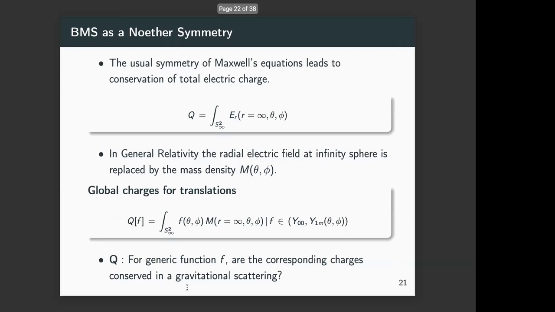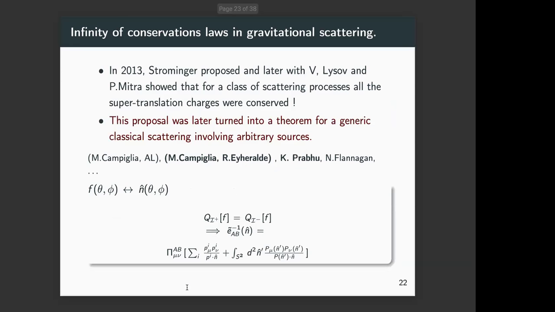And so then you can ask, okay, if these charges are computed, are they conserved in scattering? So you could compute them in the future or in the past, and you could ask if these things are conserved in a scattering. And this was a proposal that Strominger and his collaborators made more than 10 years ago. The point is that we could start by assuming that the charges are conserved in a generic scattering and ask what the implications of this conservation law are.